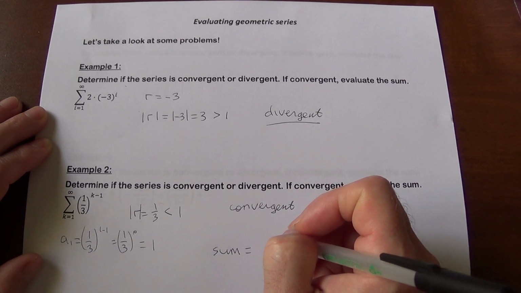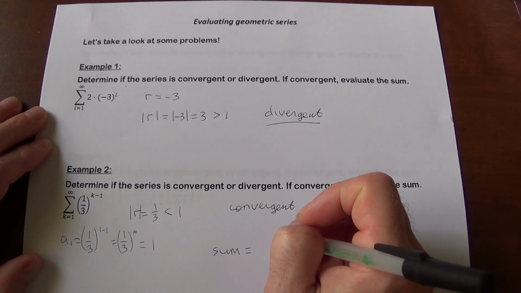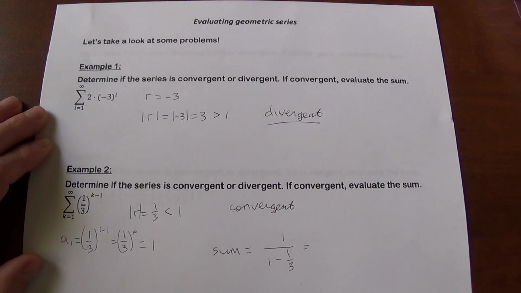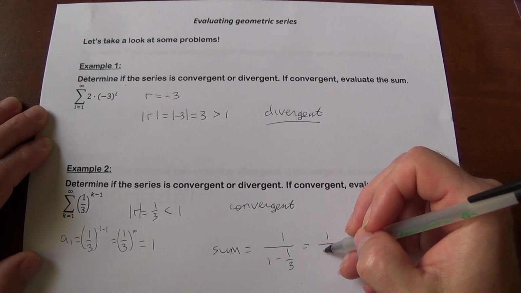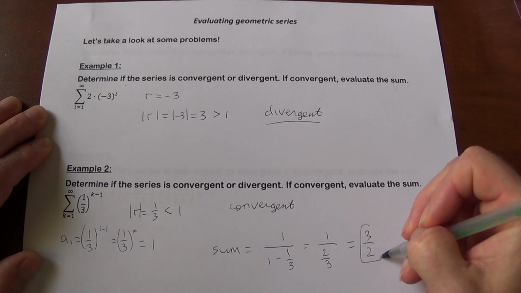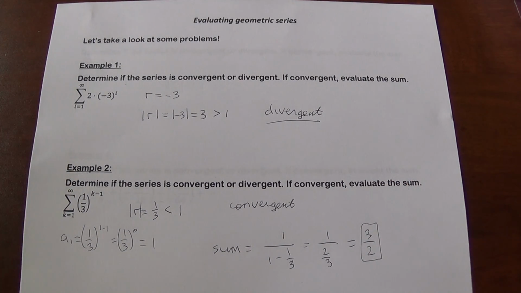So to find the sum, we're going to use the formula. The first term is 1, over 1 minus 1/3. It's going to be 1 divided by 2/3, which is actually going to give you 3/2. This will be the infinite sum of that.